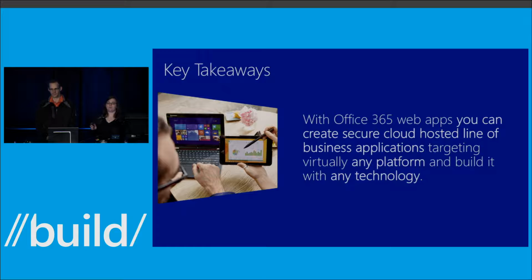So the key takeaway for all of this, with all the stuff we talk about today, just keep this in mind. With Office 365 web apps, you can create these secure cloud-hosted line of business applications that basically take any platform you want, any technology you want. We polled the crowd earlier. A lot of people here are C#, ASP.NET developers, but you could also use JavaScript, Ruby, Python, basically anything that gives you HTML, and put it on the web and have it from Office.